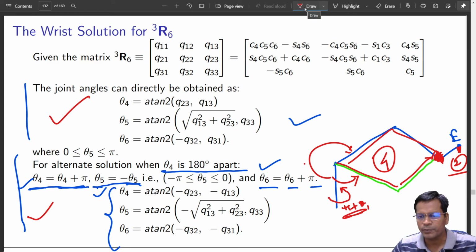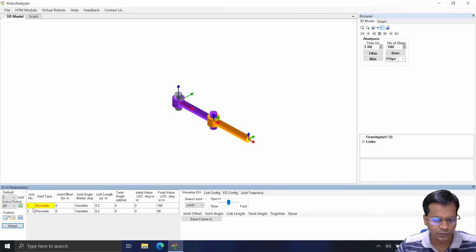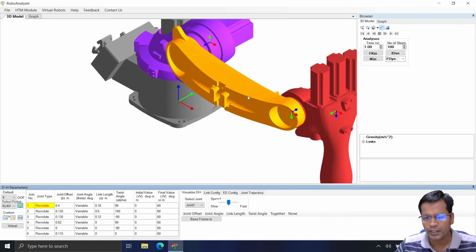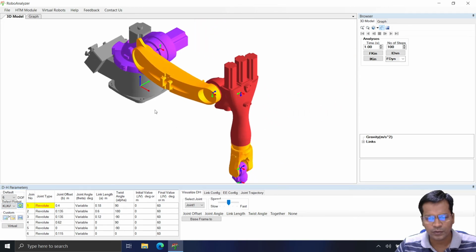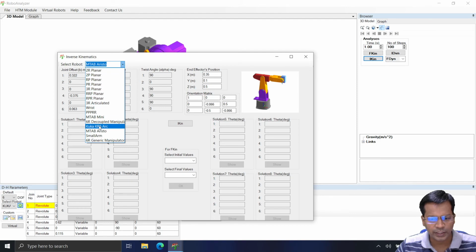I am stopping this now. I think that is enough for this. So I will go to Robo Analyzer now. Just a sec. Now just look at how this works. I'll select the 6 DOF robot, KUKA KR5, I'll tick yes, and I'll go to my inverse kinematics module. Again I'll have to select the KUKA KR5 ARC robot.